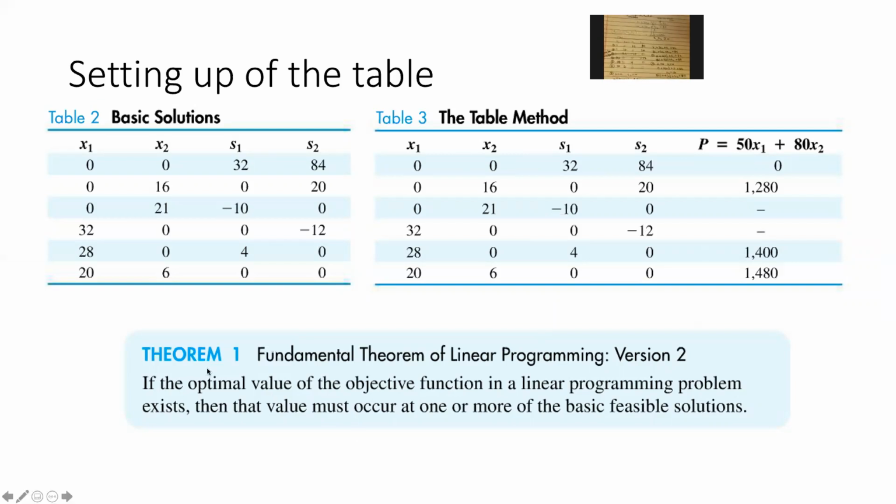Now, Theorem 1 here is if the optimal value of the objective function in linear programming exists, then that value must occur at one or more basic feasible solutions. So this is one of the basic feasible solutions. That's actually what 1, 2, 5, and 6, they are basic feasible solutions. And the optimal solution actually occurs at the point 20 and 6.